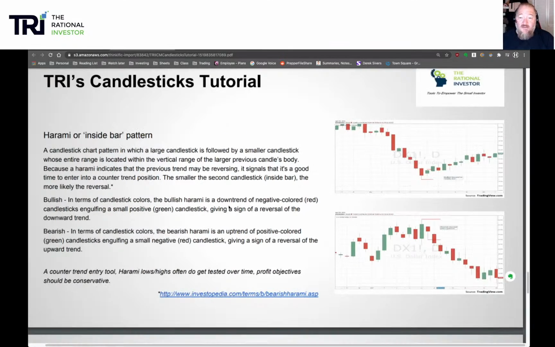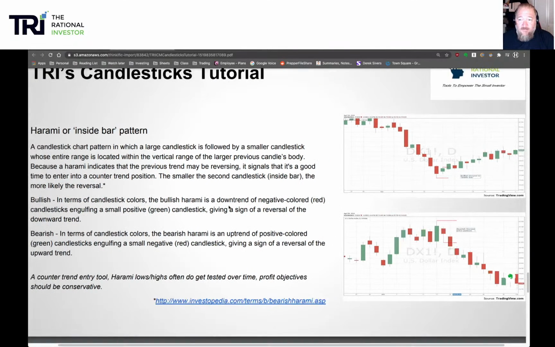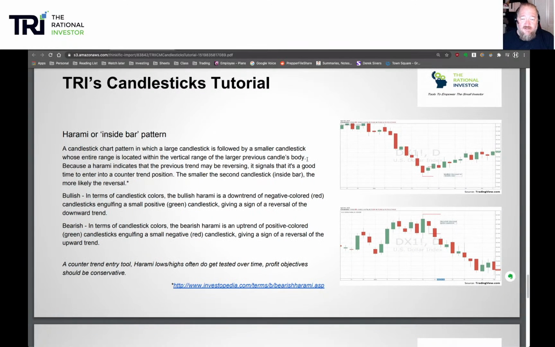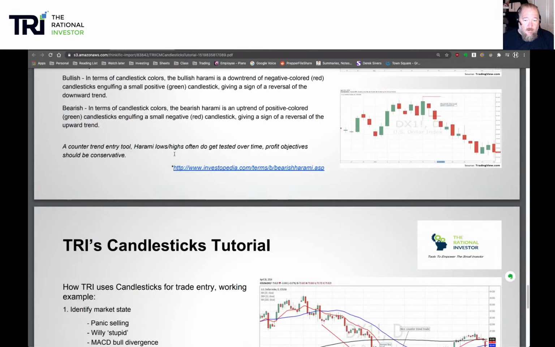Now, color does matter when it comes to haramis, right? We want a red and then a green within, or a green and then a red within, because we want to see the prices reversing direction. So it does matter there. It does not matter with hammers or shooting stars.